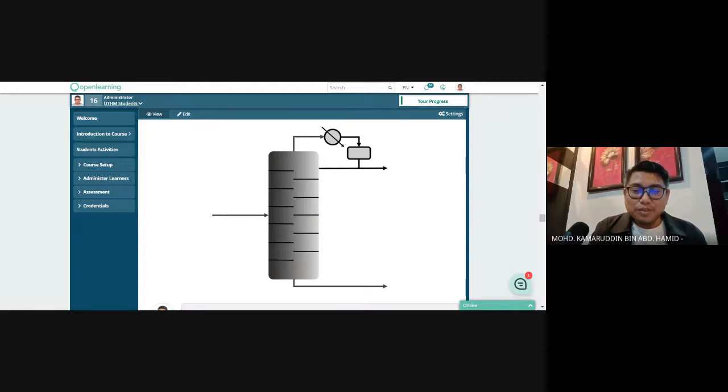Kenapa tiba-tiba ada tangan tu? Tiba-tiba celah-celah air laut tu keluar tangan. Okay. So we call it condensed absorber.